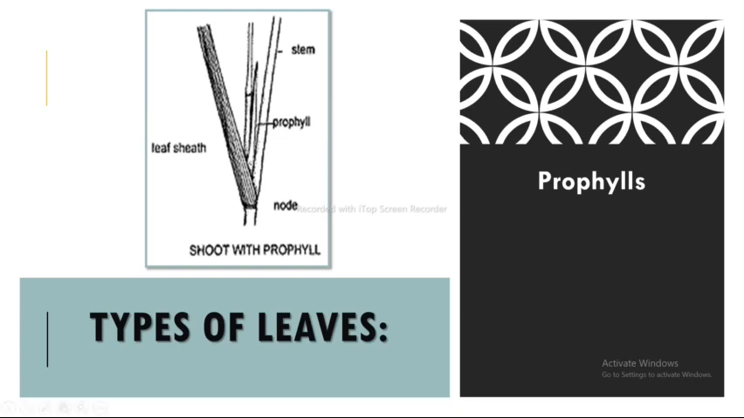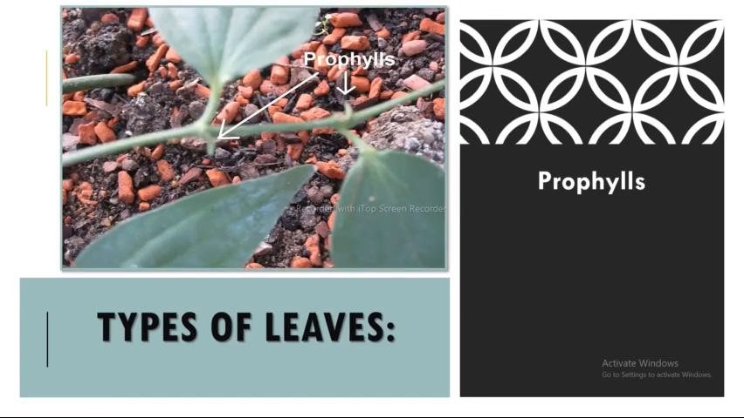So this is a shoot with a prophyll. This is the stem, this is the prophyll, node and leaf sheath, as shown in the figure. Again, these are prophylls as shown in the figure.